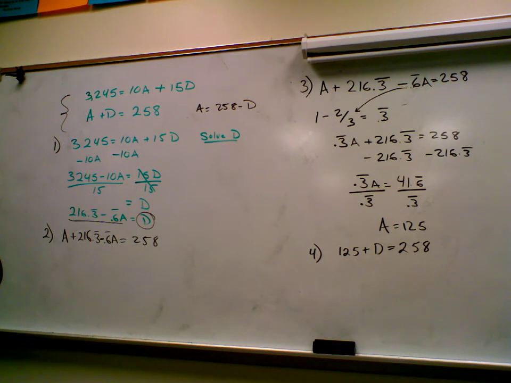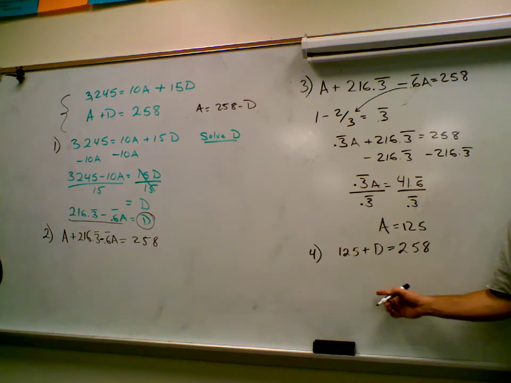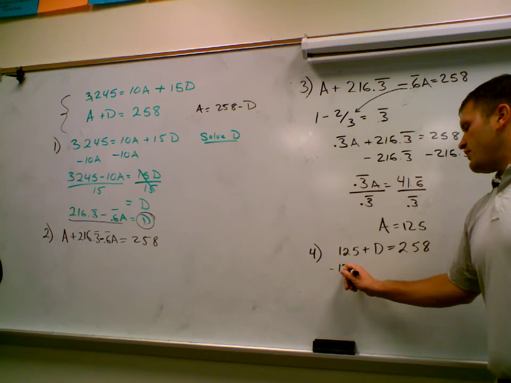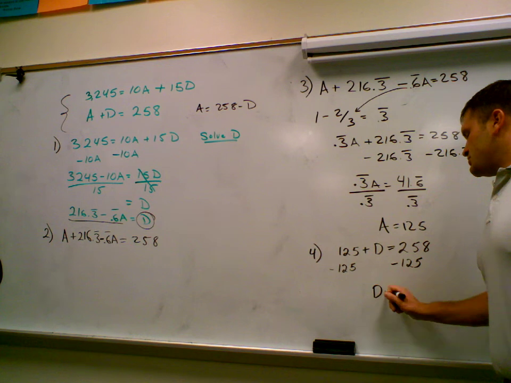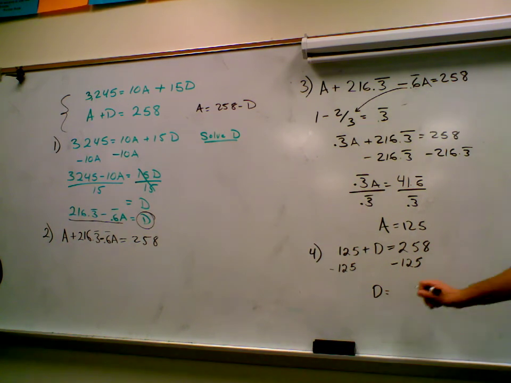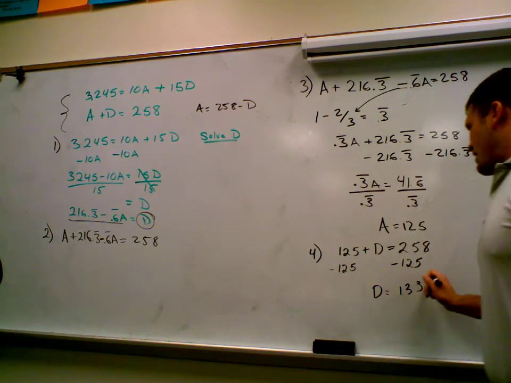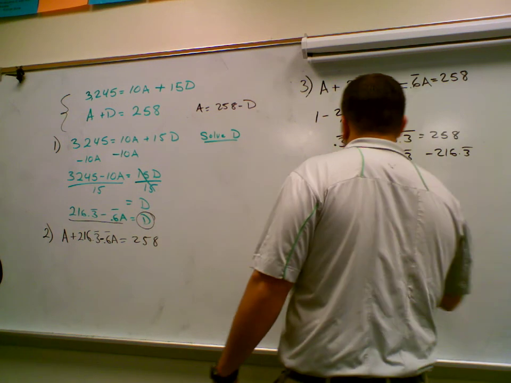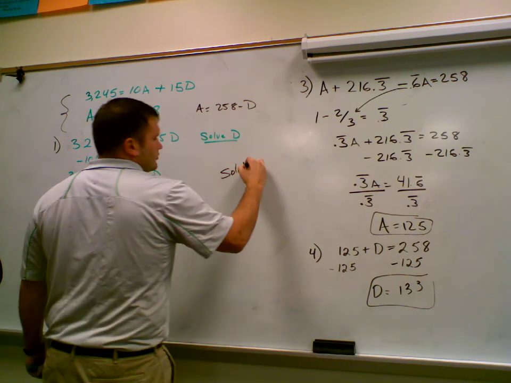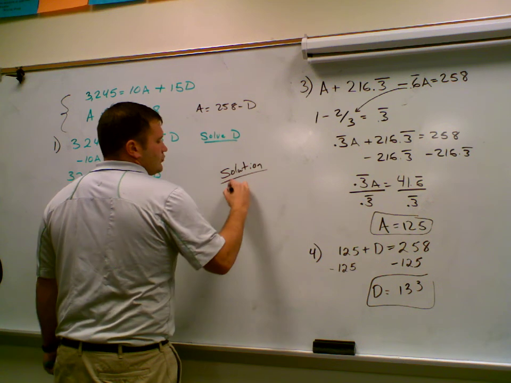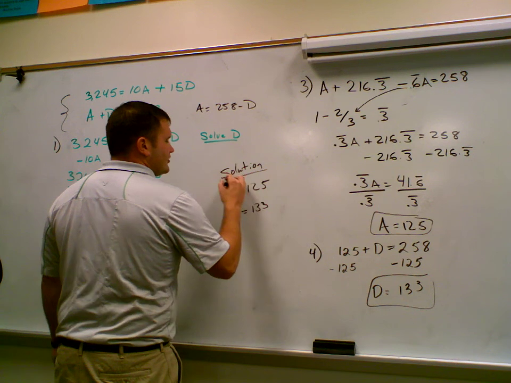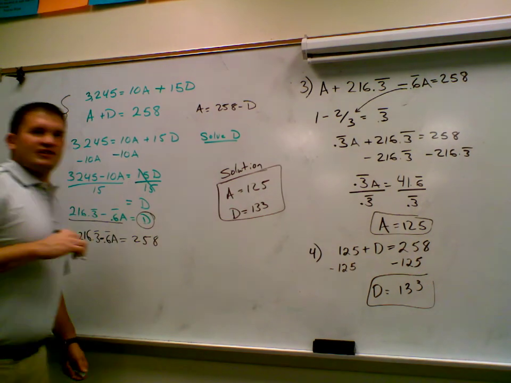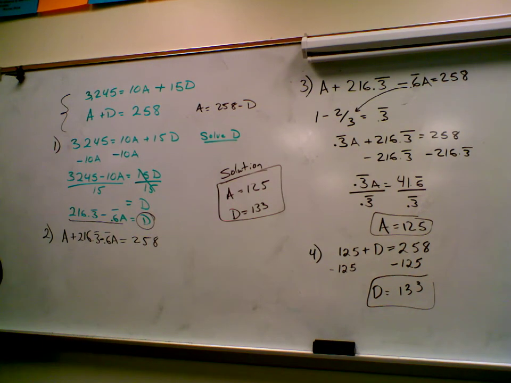So now I solve for D. How do I solve for D? Subtract 125 from both sides. So that means D equals 133. So our solution to this situation is 125 advance tickets and 133 at the door. And the good thing is there's an even number of people going, so everybody will have a dancing partner.